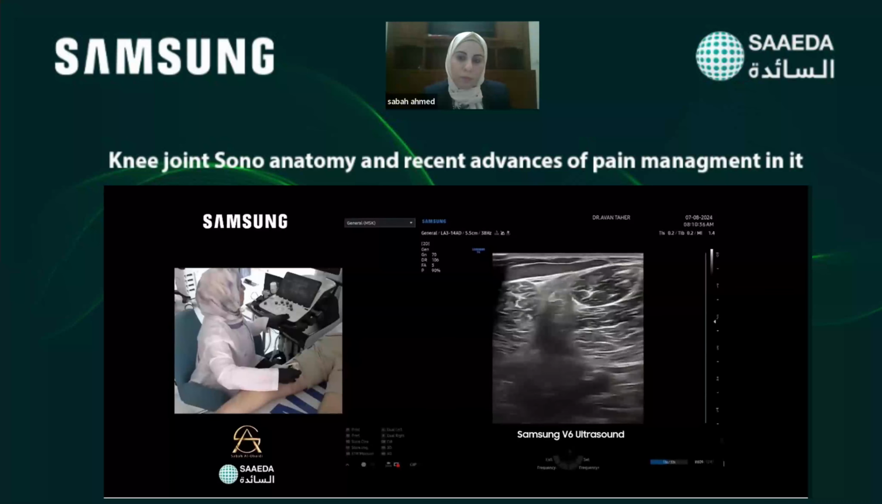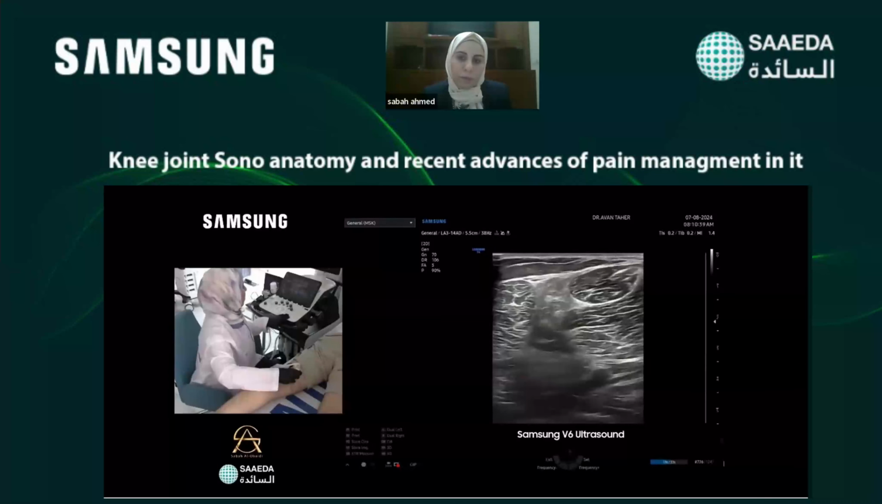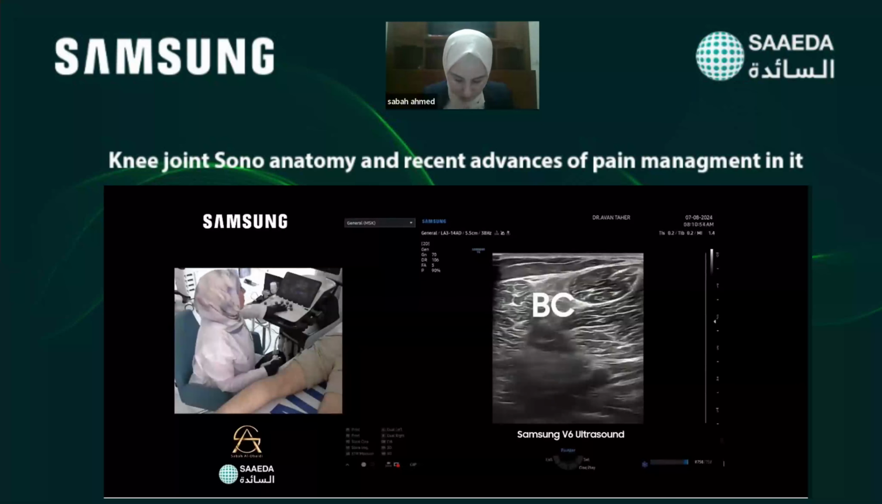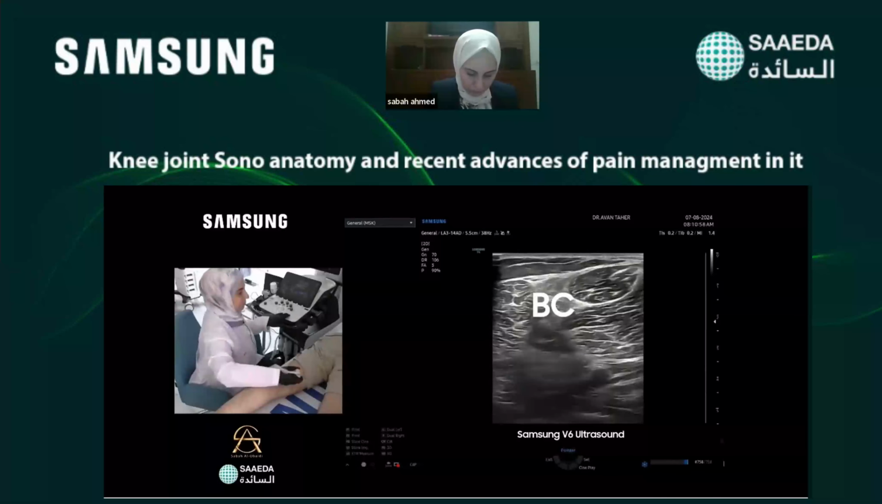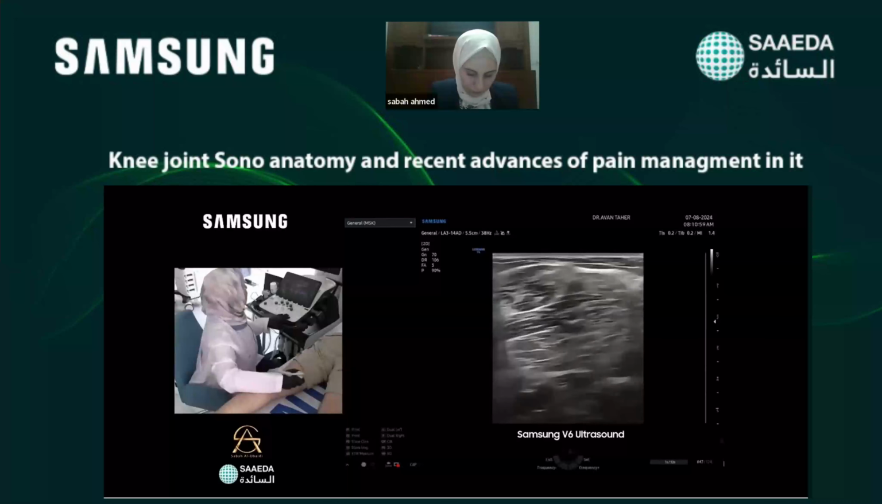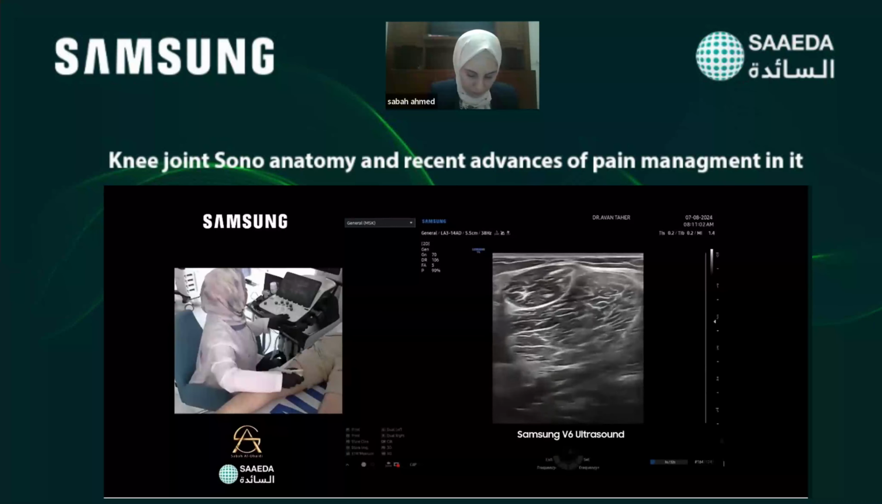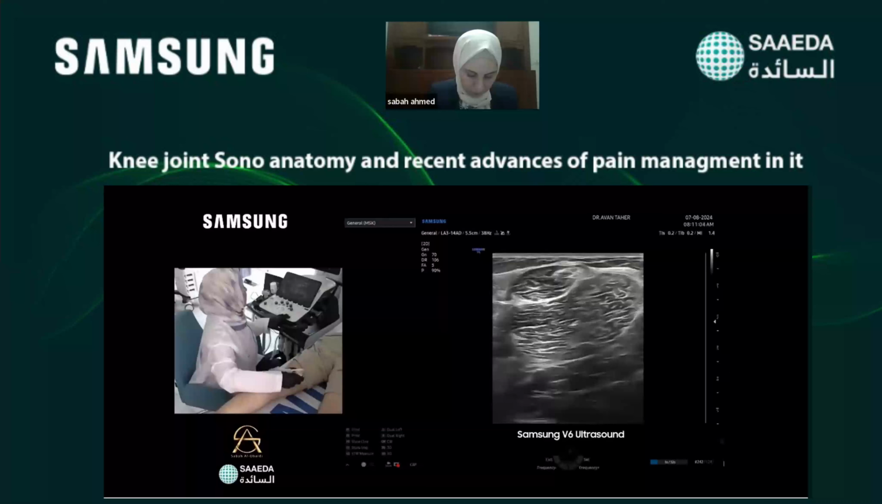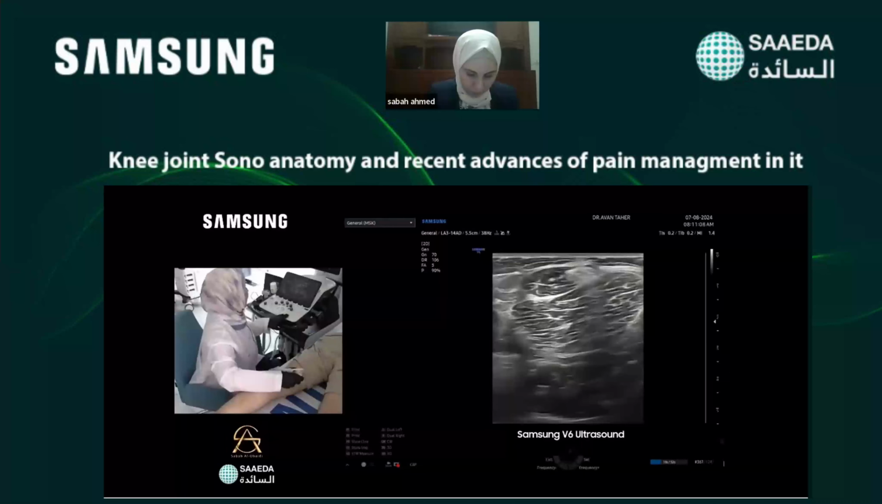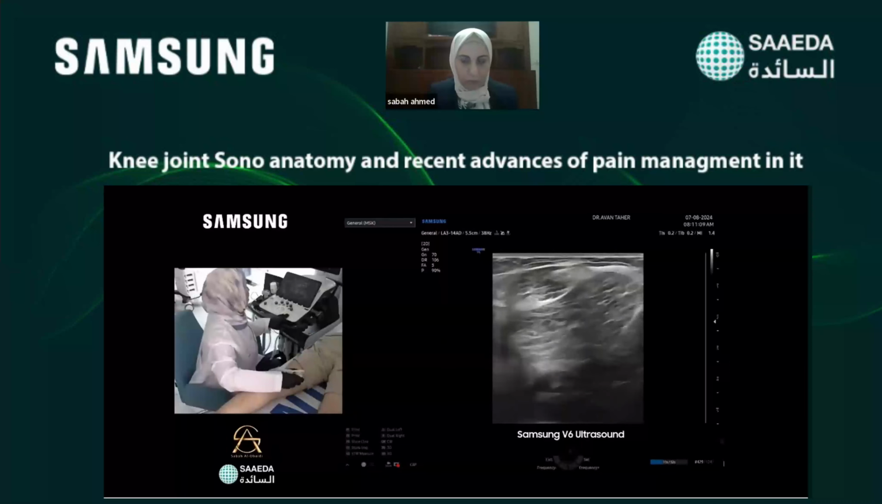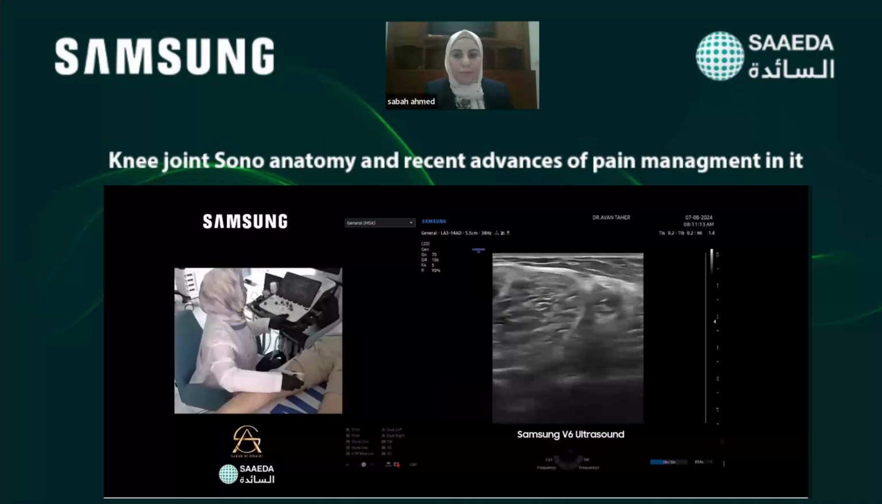Here is the most important structure: between the medial head of gastrocnemius and semitendinosus, arising from the joint, is the Baker cyst. So we should look for the Baker cyst in the medial compartment between semitendinosus and the medial head of gastrocnemius. Continue: this is semitendinosus and this is semimembranosus. You should also look below the semimembranosus for bursitis, because the semimembranosus tendon has a bursa below it.